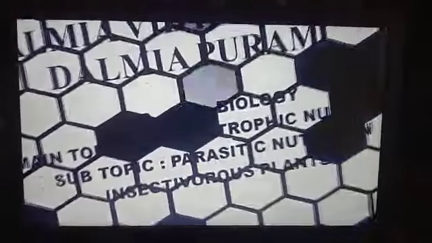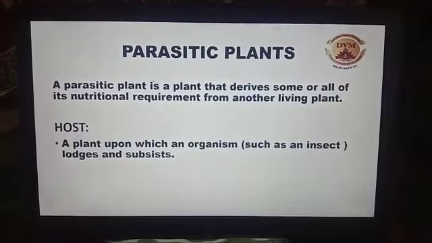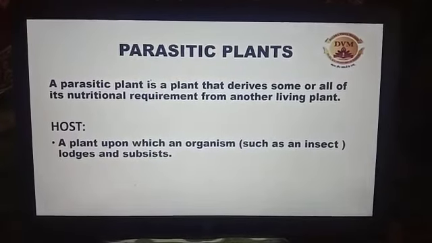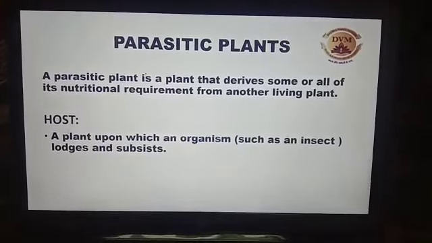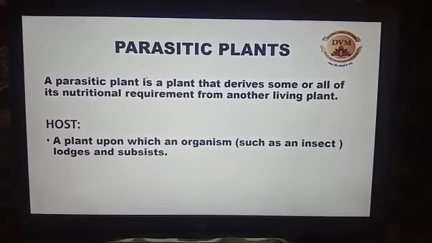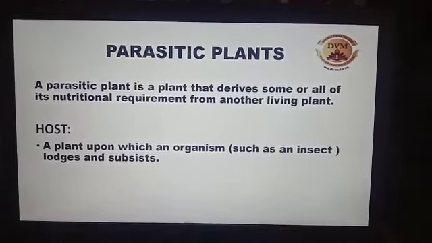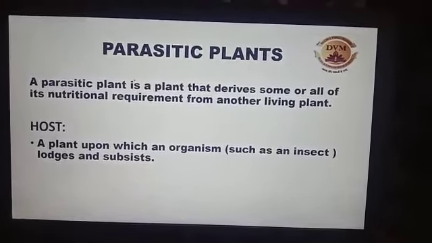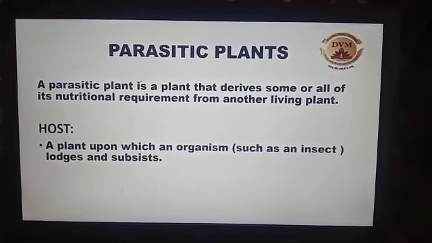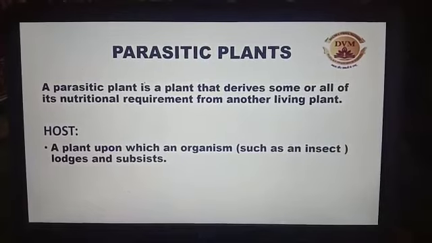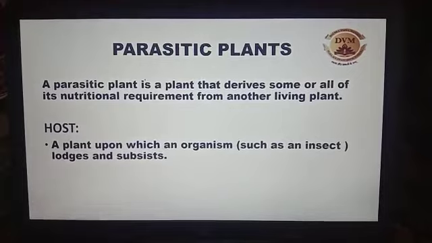The first one we are going to see is the parasitic plants. What is meant by a parasitic plant? A parasitic plant is a plant that derives some or the other nutritional requirements from another living plant. Why do they do it? Because these plants do not possess chlorophyll, so they cannot prepare their own food. In that condition, they have to depend upon the other plant for their food.